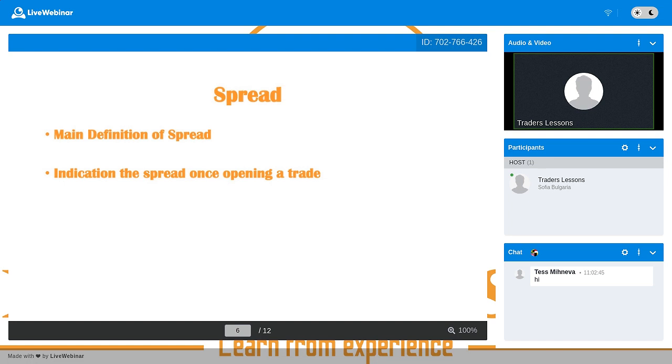Another way for you to check it is, as I have written here, indication of the spread once opening a trade, meaning once you enter into the market with 1 unit of this product, 2, 3, or whatever, you simply see on what amount your trade is starting in the market. That negative amount that you will see once you open it, once you start it, this is the spread easily calculated for this particular position that you have opened.